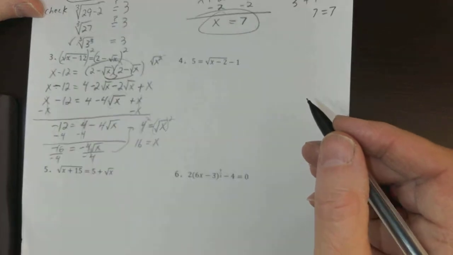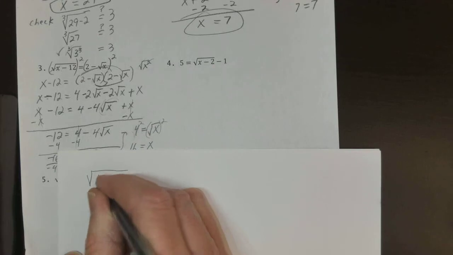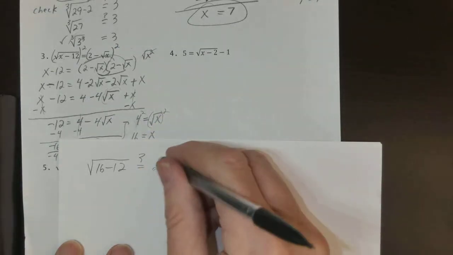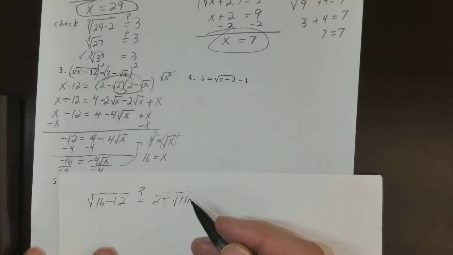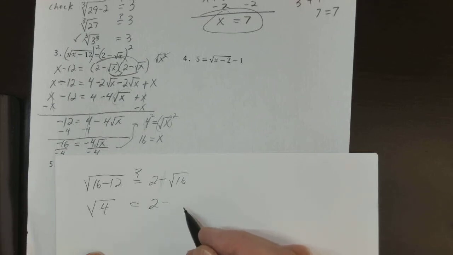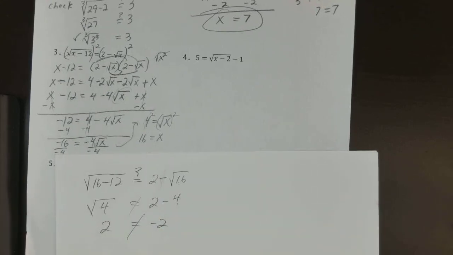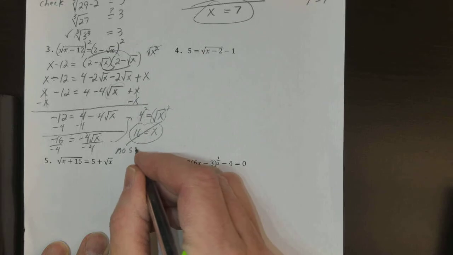And it is time to check this. I'm going to check it on another piece of paper real quick here. So I had the square root of 16 minus 12. Put that in for x. Does that equal 2 minus the square root of 16? Yes. So that's the square root of 4. Does that equal 2 minus the square root of 16, which is 4? This is 2. This is negative 2. Those are not equal. Okay? So this doesn't work, and we have no solution.